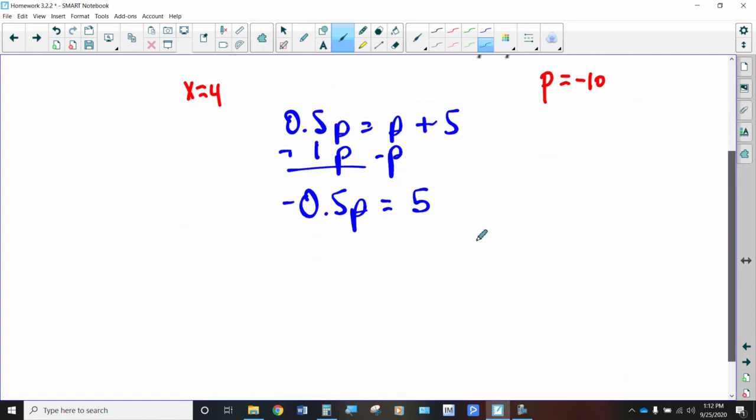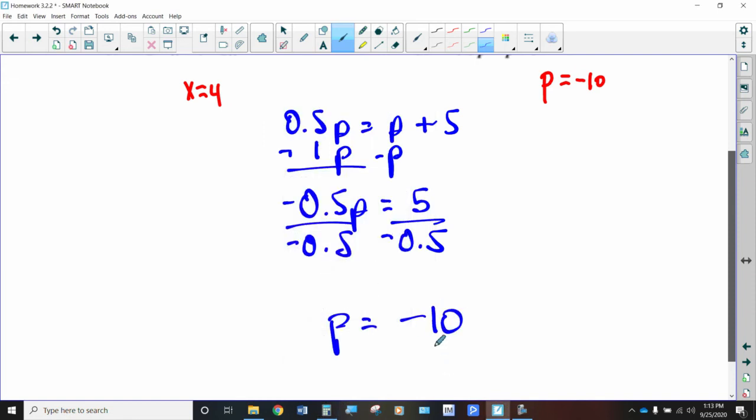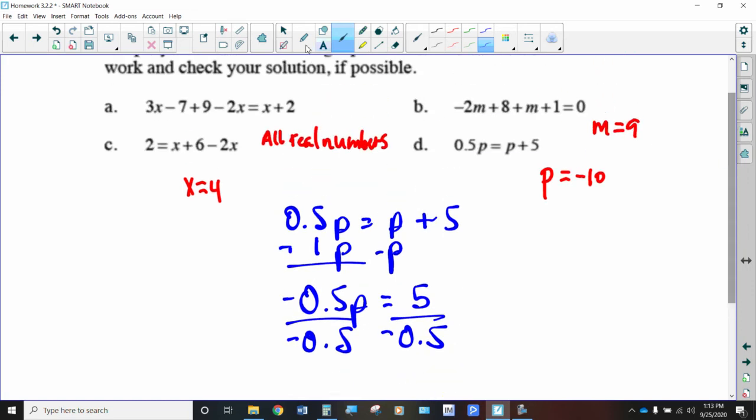Now, what number do you multiply times negative 0.5 to give you 5 for an answer? Well, I'm not sure, so let's go ahead and do the division. And a positive divided by a negative is going to give me a negative answer, and now I have to figure out what is 5 divided by 0.5. It is 10. Since we knew it was going to be a negative answer, we're going to say p is equal to negative 10.